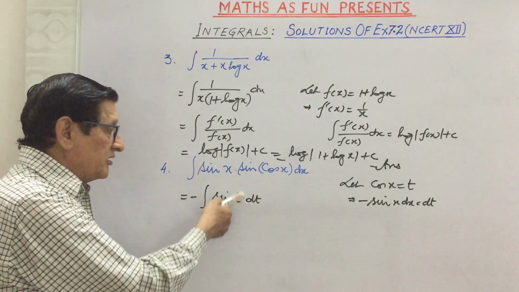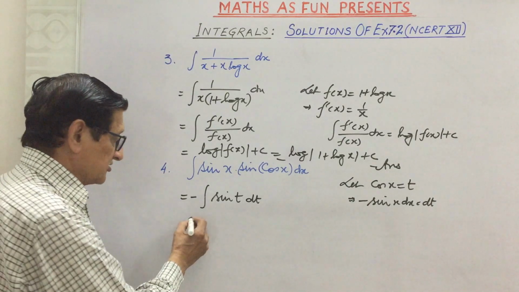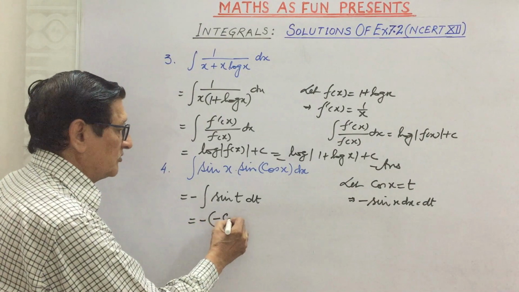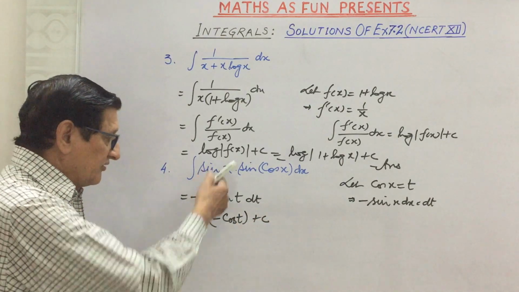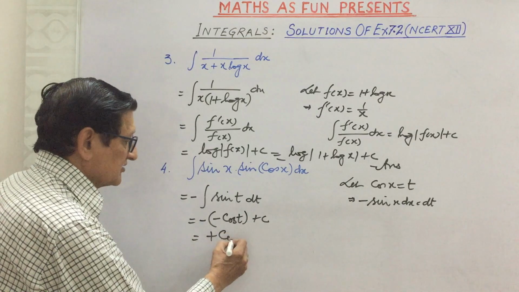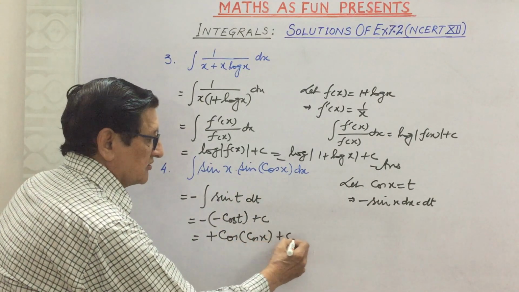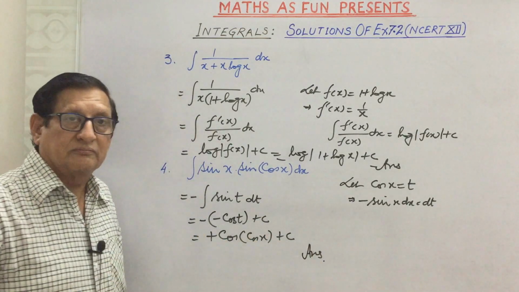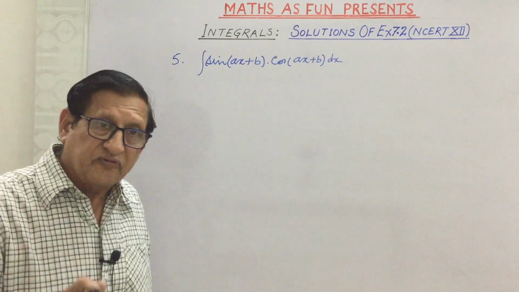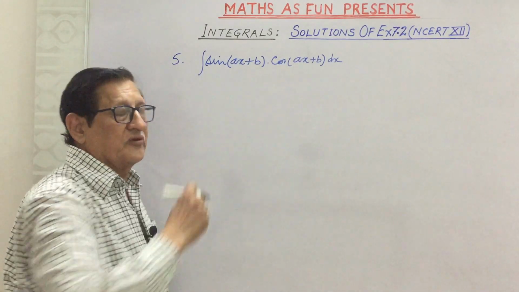And we know the integral of sin t is minus cos t. So this becomes minus of minus cos t plus c. Substituting the value of t, we get plus cos t, that is cos x, plus c. This is the answer to this particular problem. The fifth question here is integral of sin of ax plus b into cos of ax plus b.